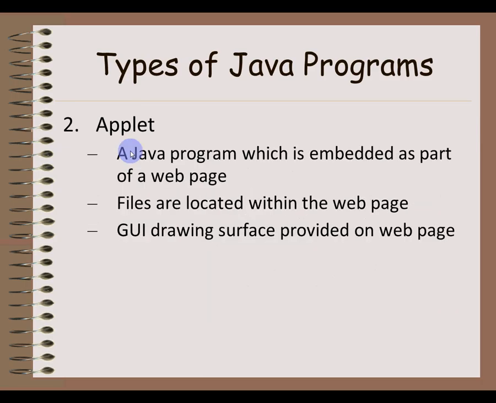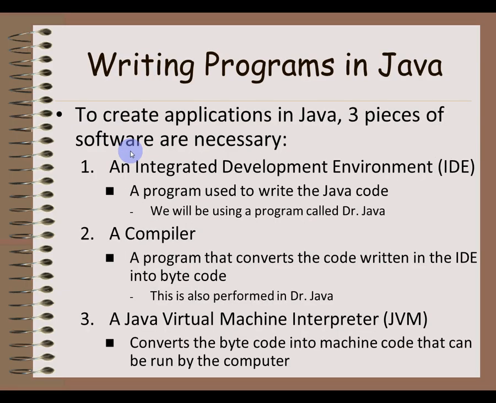The other type is an applet. An applet is a Java program that's embedded as part of a web page. So instead of having the files stored locally on your computer, the files are actually stored within the web page itself. And you don't need to have code to create the drawing surface for your GUI because that's conveniently provided for you on the web page as well. What we're going to be doing is we'll be creating applications.